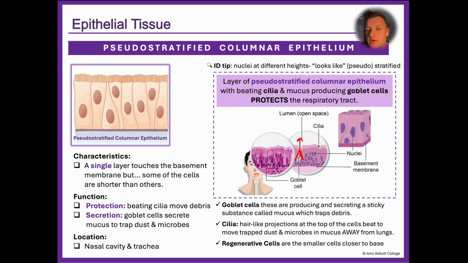And the goal of all of this is to protect the respiratory tract, right? So the goblet cells, these are producing and secreting a sticky substance that's called mucus, and that traps debris. Cilia, right, is the little hairs on top, the projections at the top of the cells that beat to move the trapped dust and microbes in the mucus away from the lungs. So they beat to get it away.